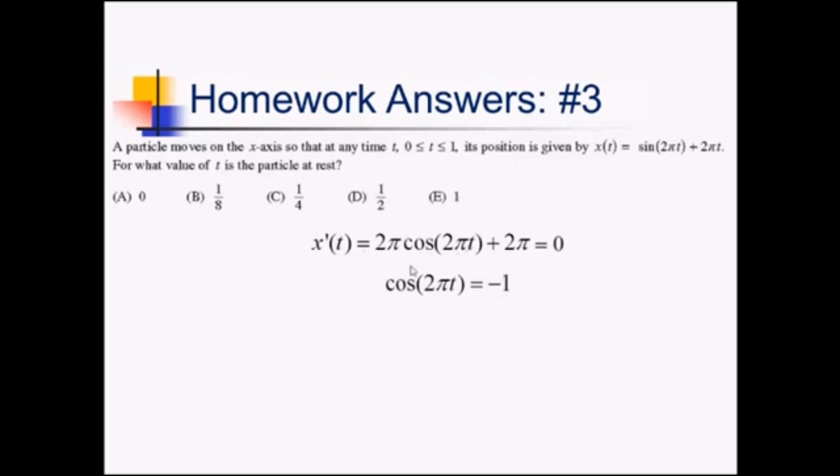So on the unit circle, cosine's the x values, and those are negative 1 when you're at pi radians, and also when you're at 3 pi and 5 pi and 7 pi, and every odd multiple of pi is going to give you a cosine value of negative 1. So if we divide all of these by 2 pi to get t by itself, we've got pi over 2 pi, which is 1/2. This is going to be 3 halves, 5 halves, and so on and so forth.